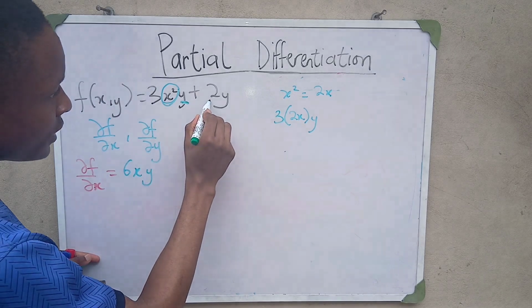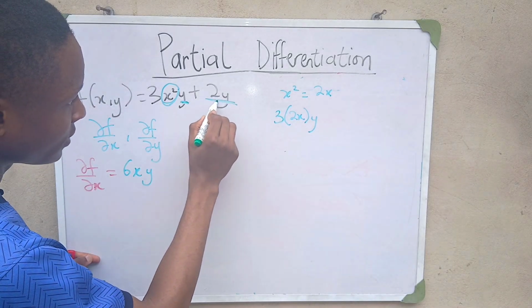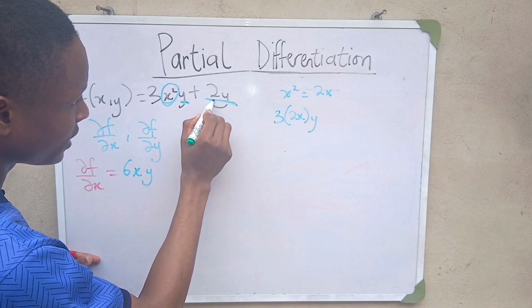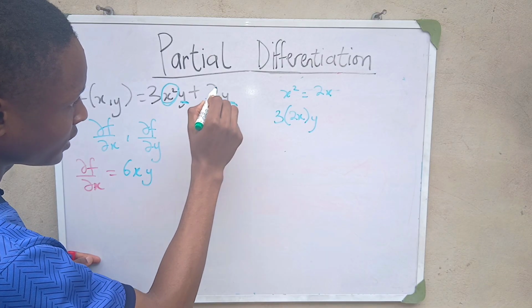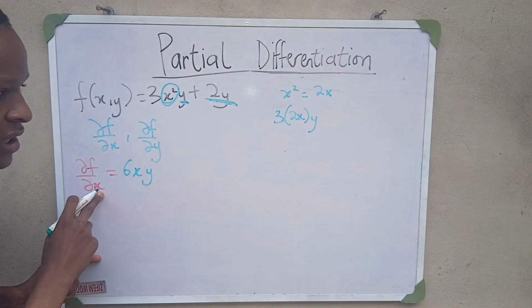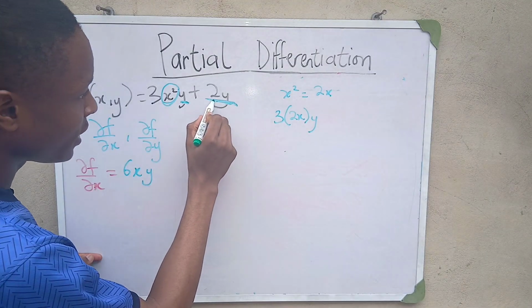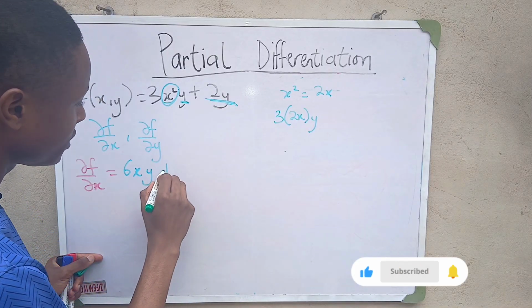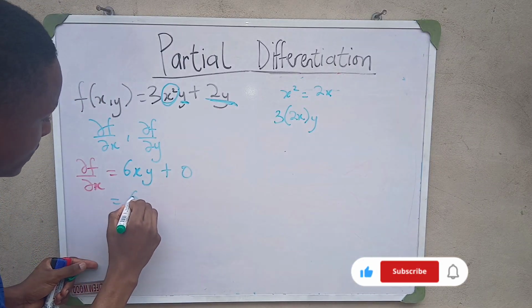And now differentiating this one, since there is no x, it is a constant. Remember, y is a constant because we are differentiating with respect to x. We look at y as a constant. Now, when we differentiate it, we'll be having 0. So we'll be having 6xy.